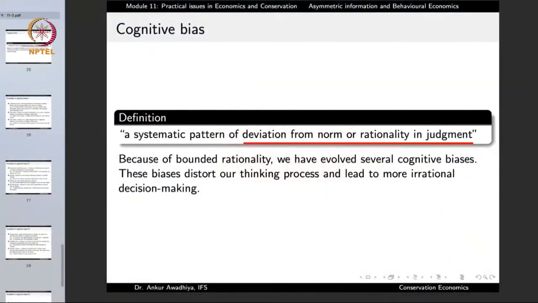Cognition refers to the process of thinking. So this is a bias in thinking, a systematic pattern of deviation from the norm or rationality in judgment. Because of bounded rationality, we have evolved several cognitive biases. They distort our thinking process and lead to more irrational decision making. Now, in this case, we are asking the question that if people have these cognitive biases, what kinds of impacts do they have on the decision?